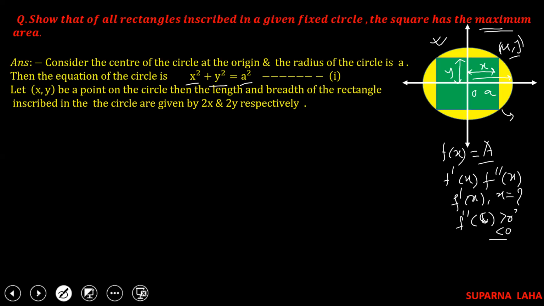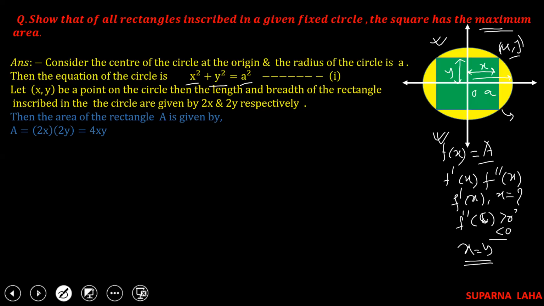Now, what I have to show? If we can show this x is equal to y, then we can say the rectangle is a square. So firstly, find this function. So what is the area? Area is given by length into breadth. So write down. Now check. From here, I can establish the relation between x and y. So from here, I can write y square is equal to a square minus x square.